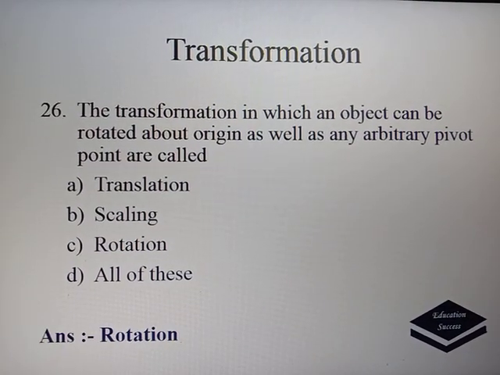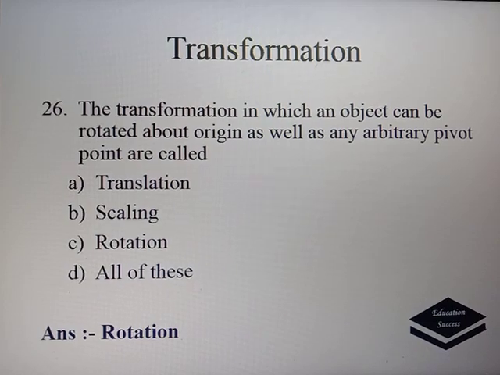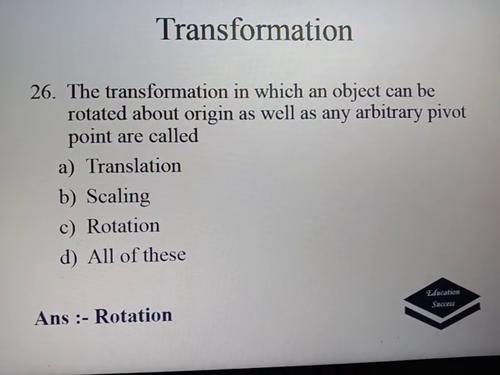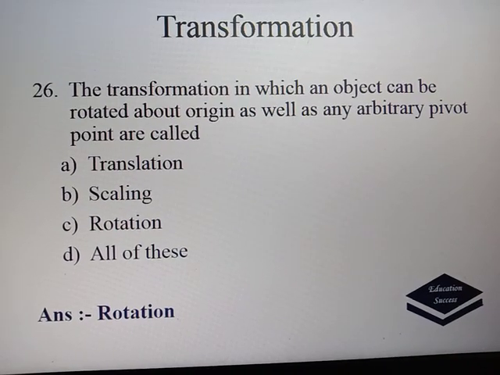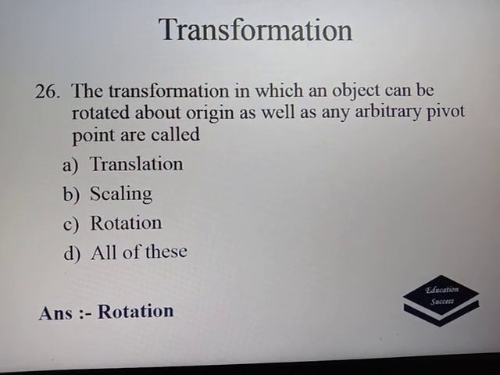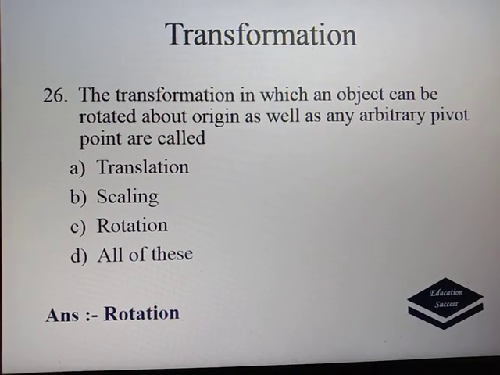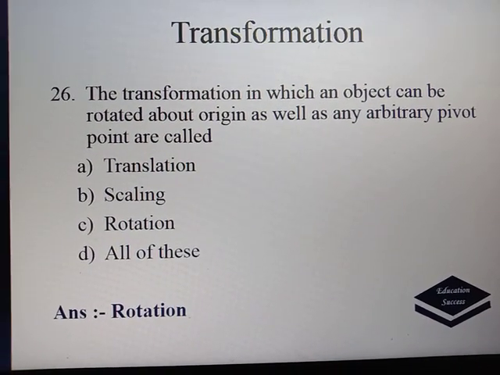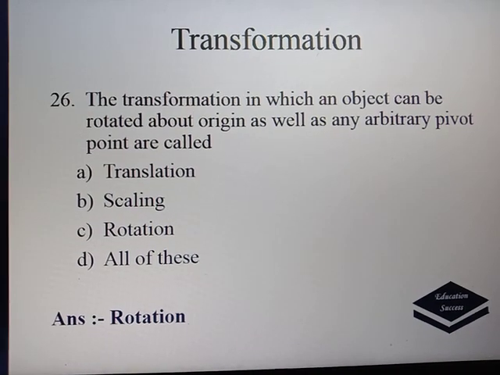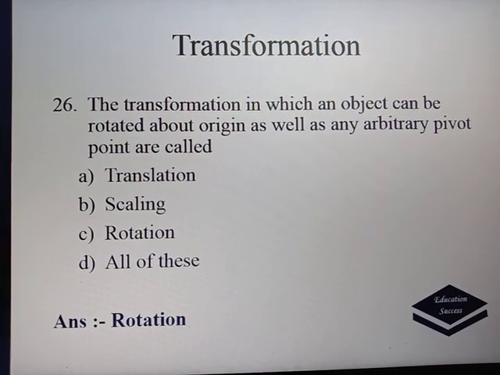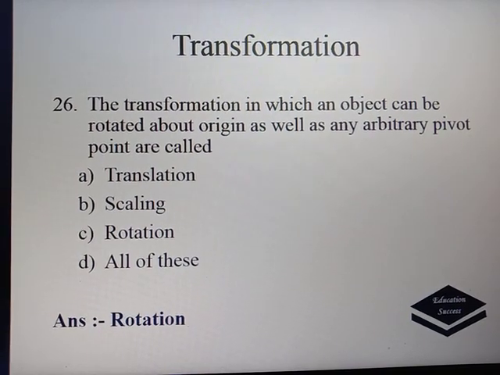The transformation in which an object can be rotated about the origin as well as any arbitrary pivot point is called translation, scaling, rotation, all of the above. The correct option is rotation. It is the definition of rotation that we are rotating the object about the origin as well as about any point, and that operation is called rotation.